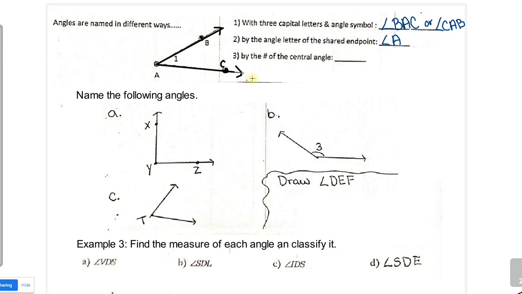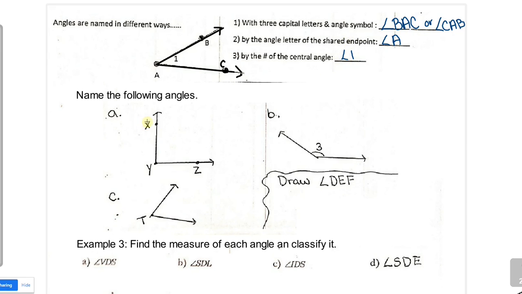And then the last one, sometimes there is a number in the middle of it, and we can call it angle 1. So if you had multiple angles, they might number them, angle 1, 2, 3, and 4, to help identify which one you're actually talking about.